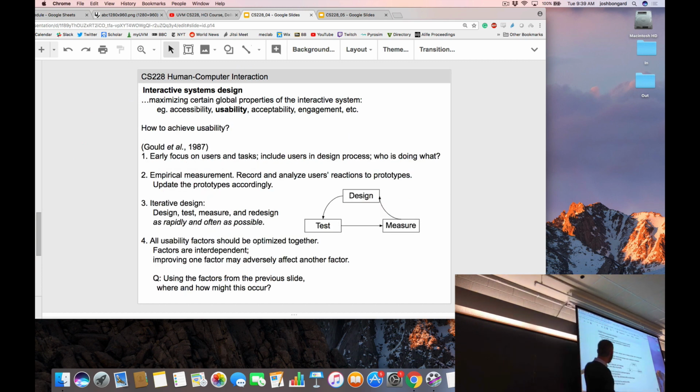We also mentioned this idea of iterative design before. We want to design, test, measure, and redesign as rapidly and often as possible. In the last 3 weeks of the course, try out your prototype on your guinea pig / flatmate on day one, and then make a few changes and try it again the next day, rather than waiting a week to try things again. Right? So we want to iterate as tightly and often as possible, especially with user testing.